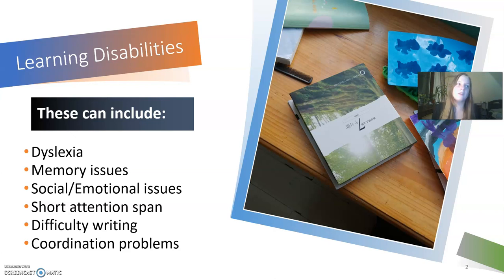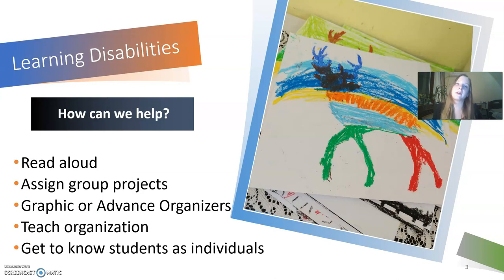Memory issues. You could forget something that was said just 5 minutes ago, maybe 10 minutes ago. It is not a weakness, it is just a difference. So how can you help students like this? Read aloud. Really, really simplistic, I'm going to tell you. Read aloud to them. If a child has a problem with reading, they can hear it and read it on the page. It makes sense.